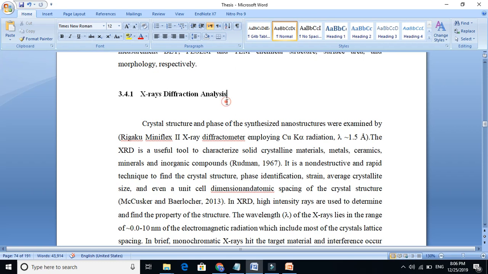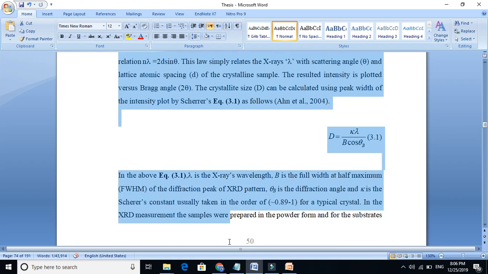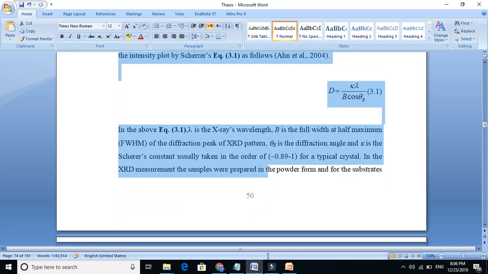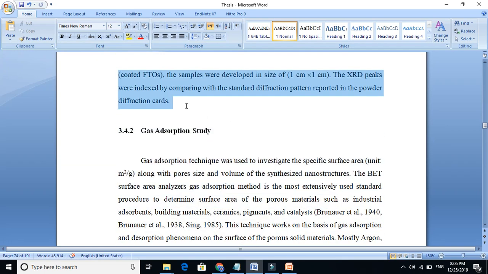Now people are very, very confused. I was also confused when I started writing my thesis. When you are writing about XRD, you get the information from the literature: how XRD works, what the wavelength of the XRD is, and which material is used as the target. That's fine. But at the end you must write something special. I forgot this, and my supervisor told me, Kamar, what did you do? I will highlight something differently.